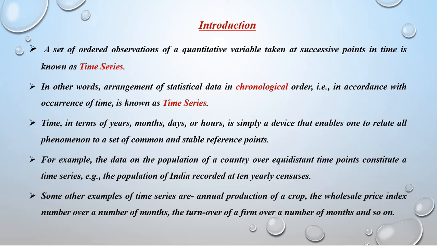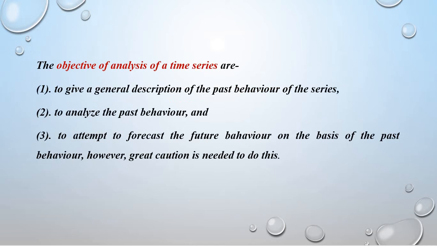For example, the data on the population of a country over equidistant time points constitute a time series. For example, the population of India recorded at 10 yearly censuses. Some other examples of time series are annual production of a crop, the wholesale price index number over a number of months, the turnover of a farm over a number of months, and so on.